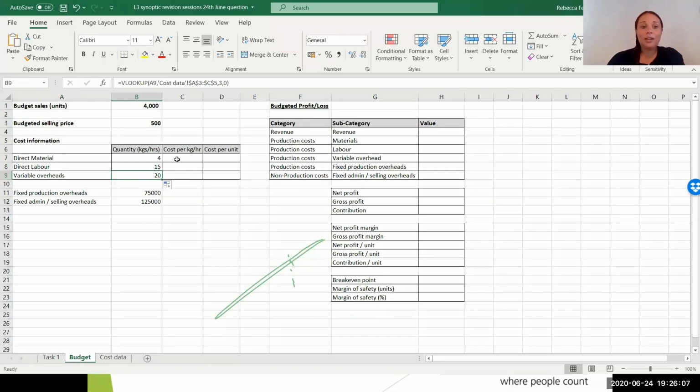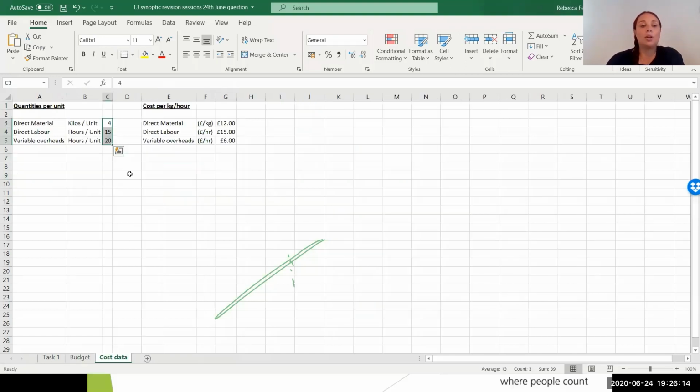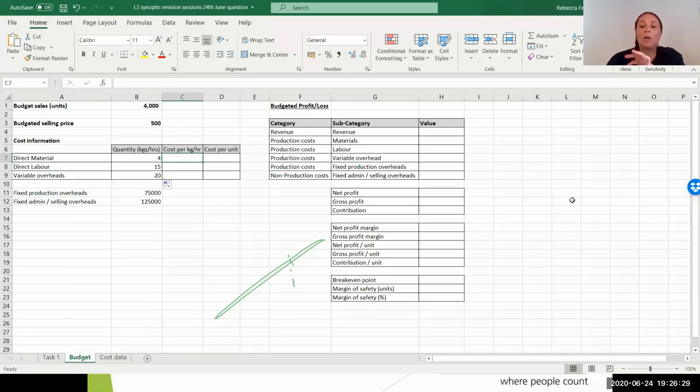Perfect. Okay, so for my cost per kilogram, I'm going to do the same, but instead of looking it up to the quantities, I'm now going to look it up to the cost. Fran's just said that you shouldn't put the $ in and dragged it down, and it seems okay. I'm going to show you a different way of doing it, and why that worked, Fran. I don't like to do two ways, but in this scenario I'll show you something slightly different which would allow you to drag it down.